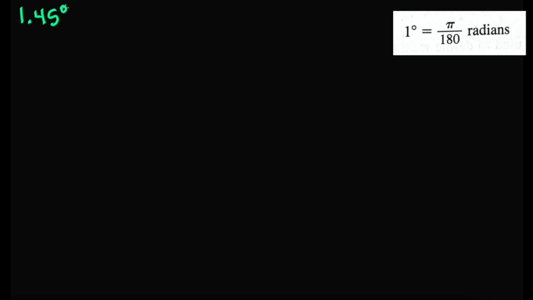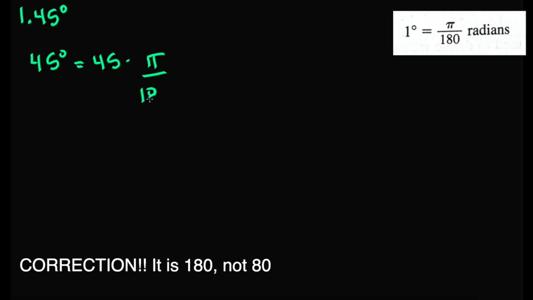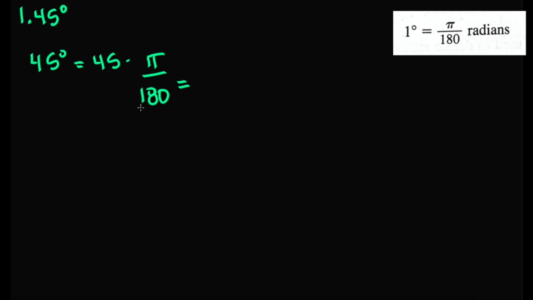Our first problem asks us to express each degree measure in radians and to leave our answer in terms of pi. So first we're going to say 45 degrees is going to equal 45 times our formula, which is pi over 180. We can divide both by 5 so that this says 36 and this says 9. So our final answer is going to be 9 pi over 36.